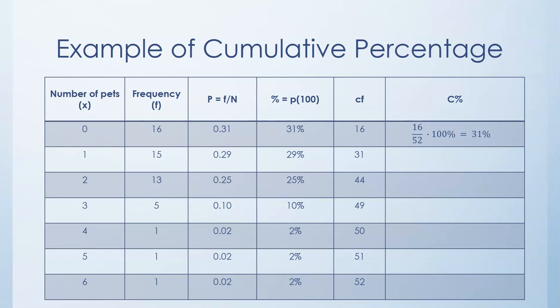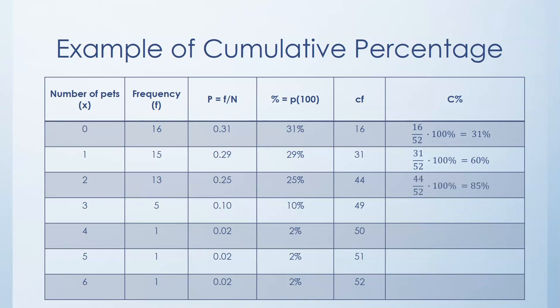I want you to notice that my cumulative frequency for 0 is the same thing as the percentage that I found in the previous video, 31%, because I'm still talking about the exact same amount of data there. Now it's going to start changing when I do my next number of pets, 1, because now I take 31 and divide it by 52, times 100%, and that means I've got 60%. That means that 60% of the households we surveyed had 1 or 0 pets.